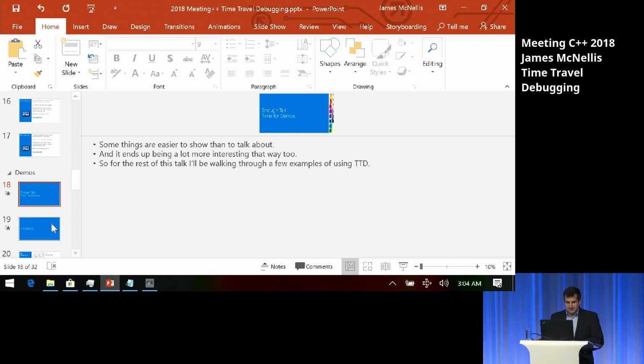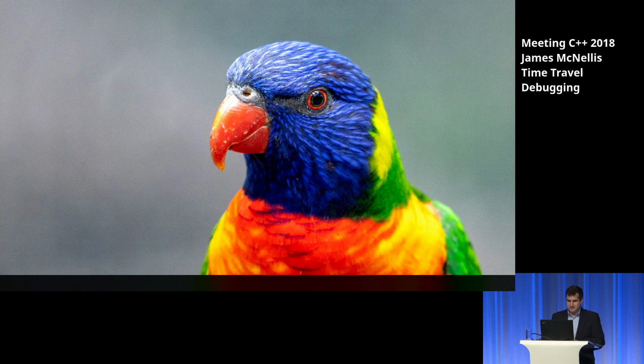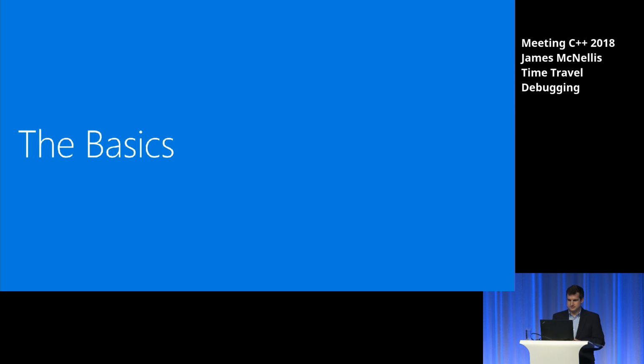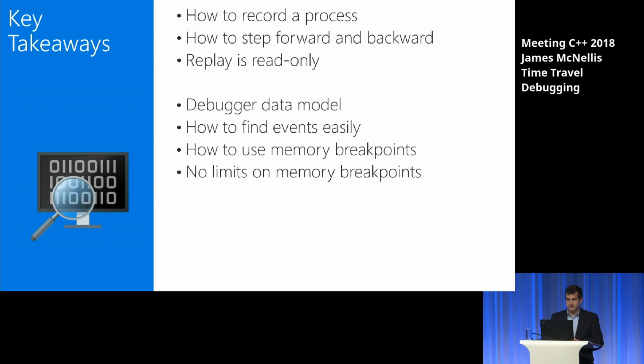So I'm going to come back to the slides. Just a little recap from those demos. We looked at how to record a process. We looked at how to step forward and backward through a trace once you have it. We looked at how replay is read-only, so you can't modify the state of the program. We looked at the debugger data model, which provides a uniform way of getting information about the thing you're debugging, how to find events easily, and how to use memory breakpoints.